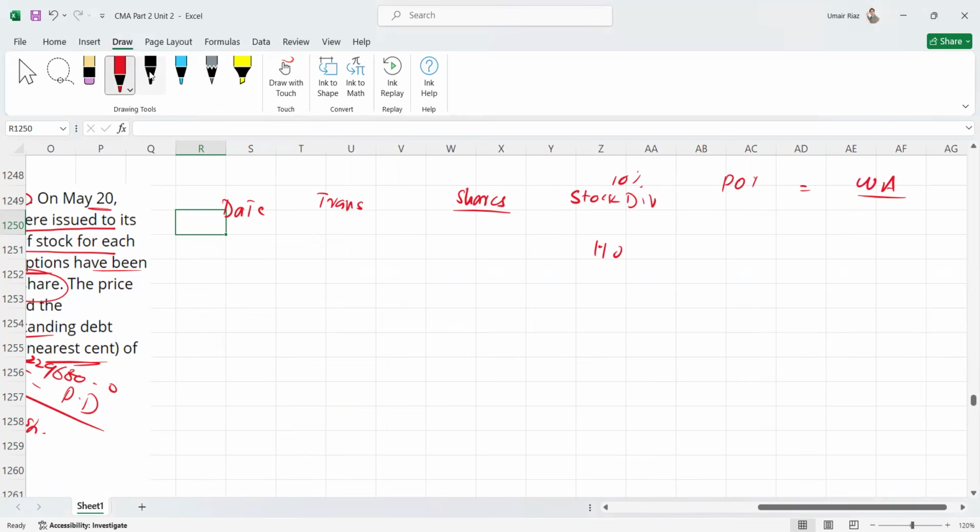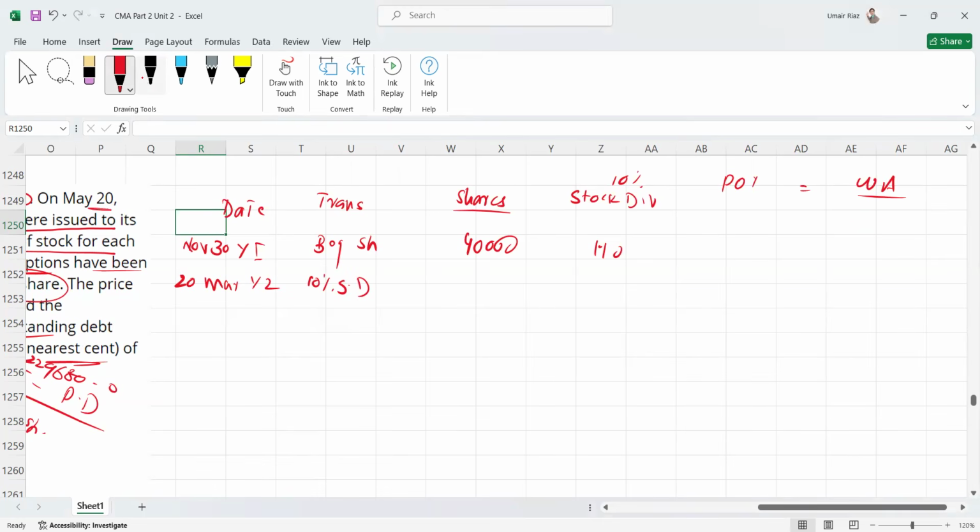So the date is given: November 30, year 1. So this is year 1, this is the beginning. 40,000 shares were there. The transaction was beginning shares, 40,000 I'll write. And then on May 20, year 2, so during the year, we issue a 10% stock dividend. So just write it. This data is given. Now we'll solve it, guys.